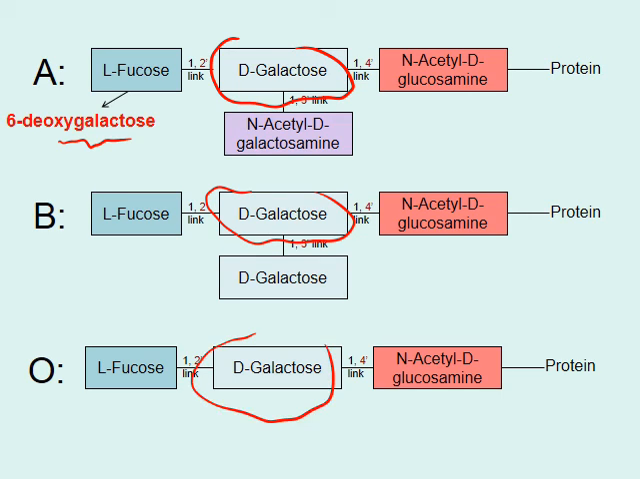Blood type A has N-acetyl D-galactosamine. So there's an amine group there. Which blood type B or O doesn't have. So that's the difference. Blood type B has 2 galactose units, whereas O has only 1 galactose unit. And keep in mind, these are all bonded to protein. That's how you get different blood types.